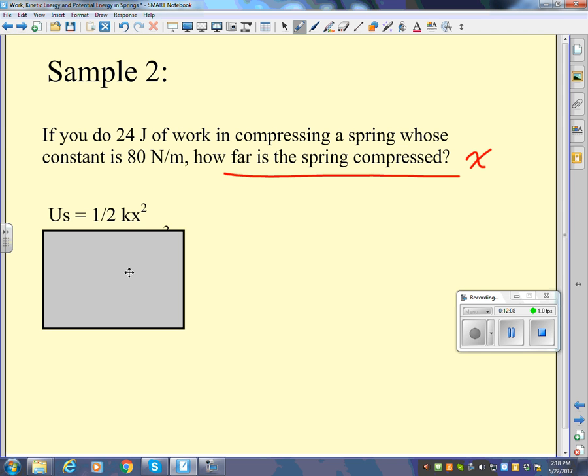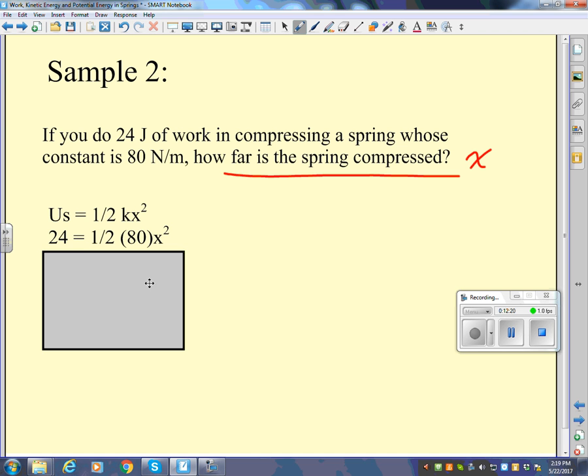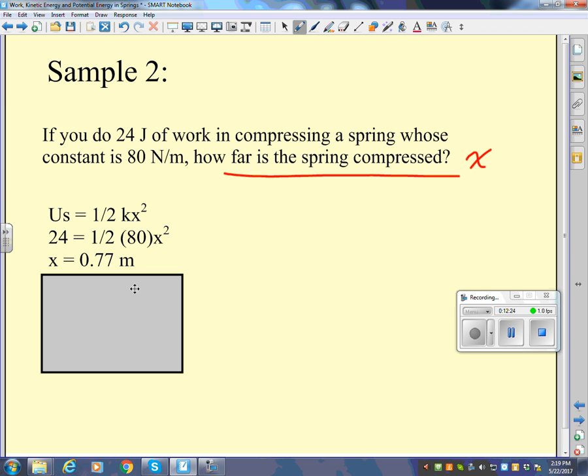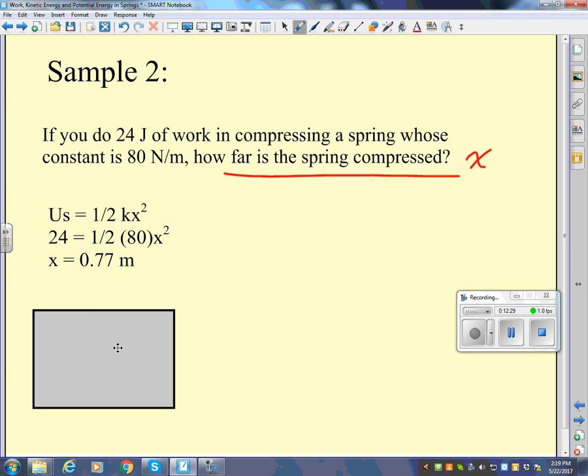Right? So our potential spring energy formula is US equals 1/2 kx squared. 24 joules of work is done, so we're going to substitute 24 in for the US. 1/2, the spring constant is 80. We're going to solve for x. So 1/2 of 80x squared, I guess that would be 40x squared. We're going to divide by 40, take the square root, and you should get 0.77 meters. And I would recommend pausing here, making sure that you got the math done correctly on that.